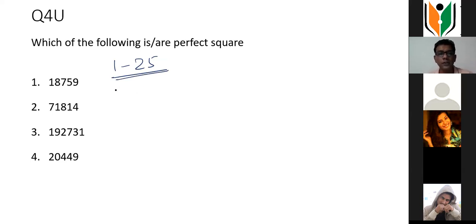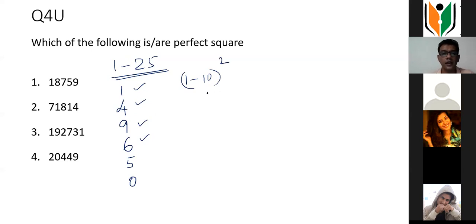When you squared numbers, 1 square ended in 1, 2 square ended in 4, 3 square ends in 9, 4 square is 16, ends in 6, 5 square is 25, ends in 5, 6 square again ends in 6, 7 square ends in 9, 8 square ends in 4, 9 square is 81, ends in 1, 10 square ends in 0. So all the values from 1 to 10, when you squared them, ended in one of these digits.